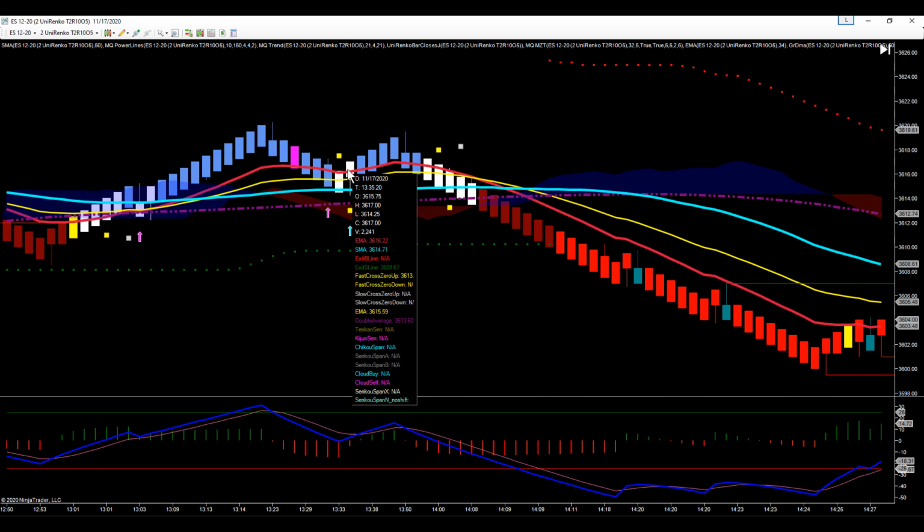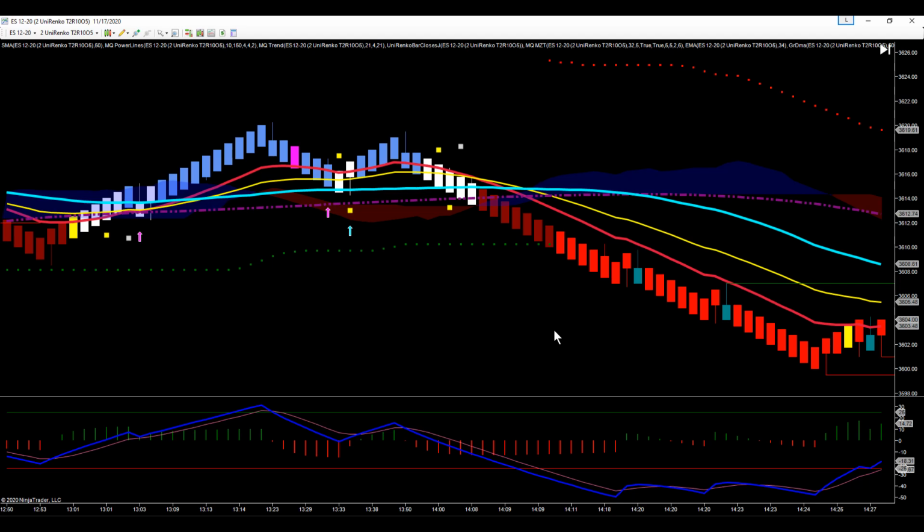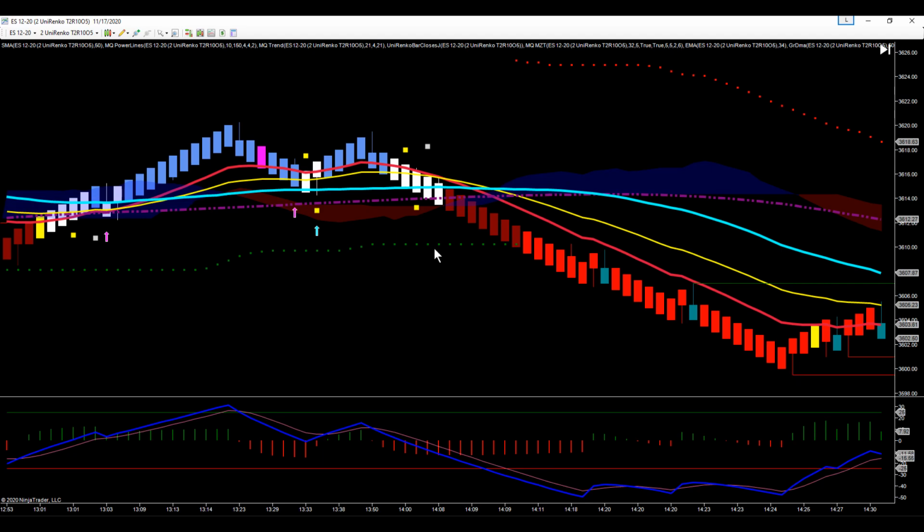Your entry would have been around 36.14. Our target was down there at 36.01. We actually hit a low down there at 35.99, but had the potential to grab 13-14 points in the ES, or $650 to $700 per contract.